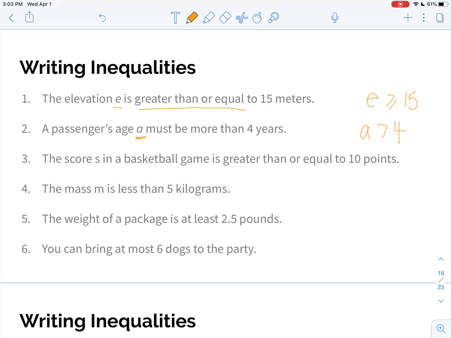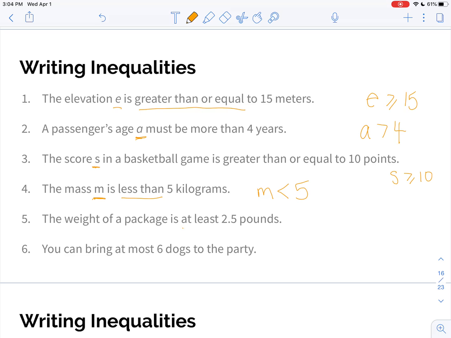Number 3, the score S, so we don't know the score, in a basketball game is greater than or equal to 10 points. So the score is greater than or equal to 10. Number 4, the mass M is less than 5 kilograms. So therefore the mass, which is M, must be less than 5.